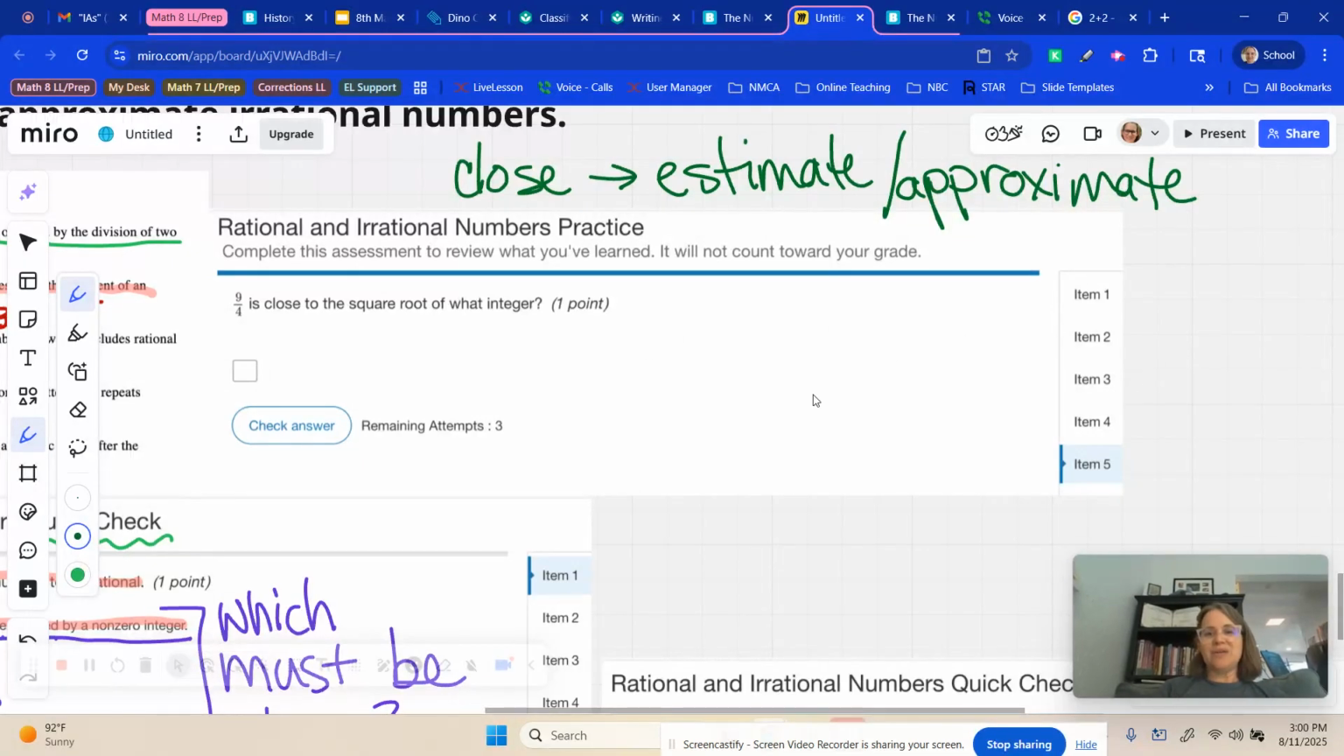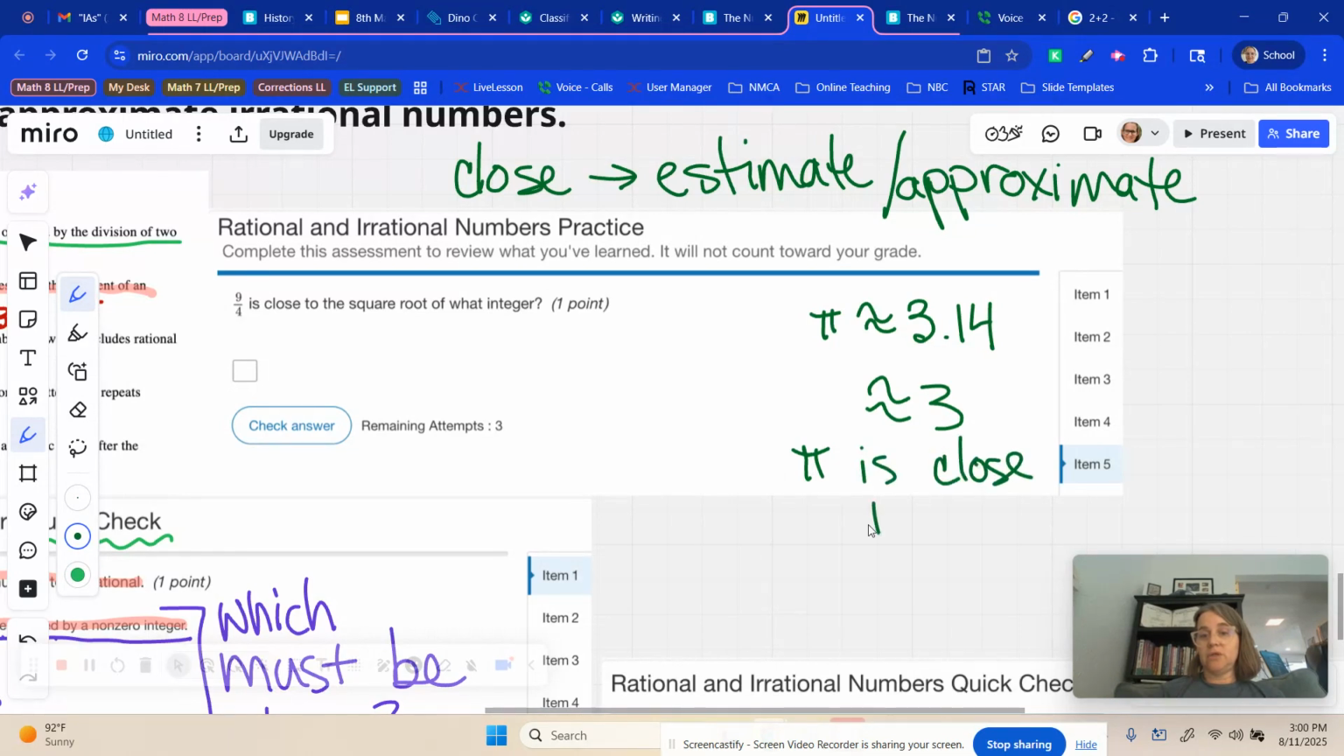And we do this all the time with pi. We could say pi is about, wavy equal sign means pretty close, 3.14. You could even say it's about 3. It's close to 3. Pi is close to 3. So 9/4 is close to the square root of what integer?